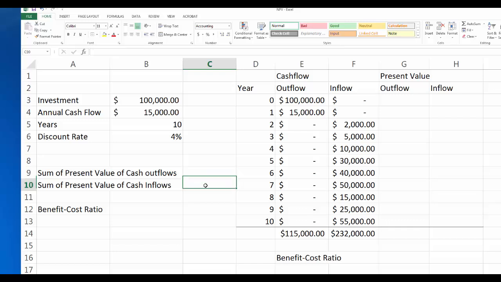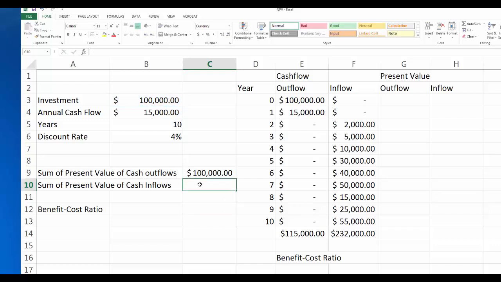So I've set up a spreadsheet, and my recommendation is that you hit pause and set up this spreadsheet on your own so that you can follow along. The first thing we're going to do is calculate the sum of the present value of the cash outflows. This is the money that you spend. And that, in this first example, is just equal to the $100,000 upfront investment.